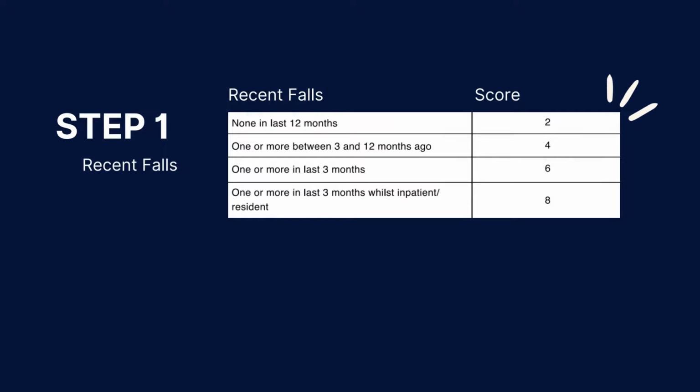The first risk factor this assessment includes is recent falls. Falling in the past is a good indicator that a patient may be at risk to fall again. This section assigns a score from 2 to 8, depending on how frequently your patient has fallen in the past.